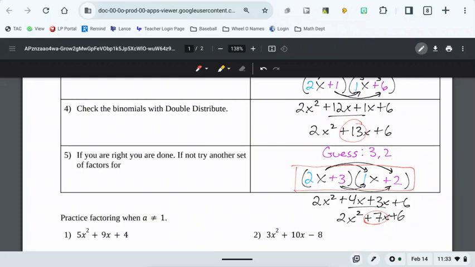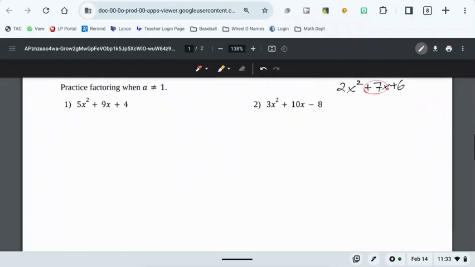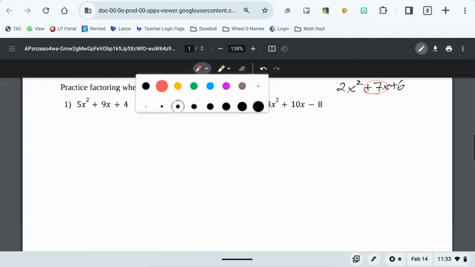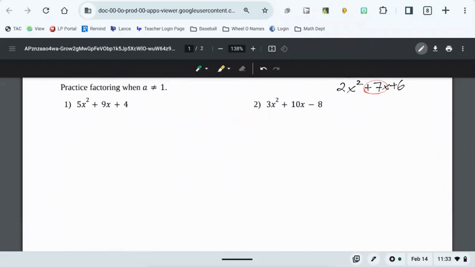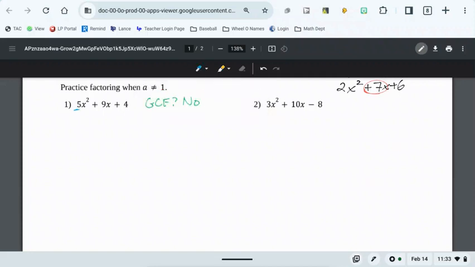Okay, let's try a few more examples together. Practice factoring when a does not equal 1. First step, is there a GCF? And there is no GCF. No number goes into 5, 9, and 4 other than 1. And there is no variable across all of our terms that's consistent. So there's nothing for us to divide out. So no GCF.